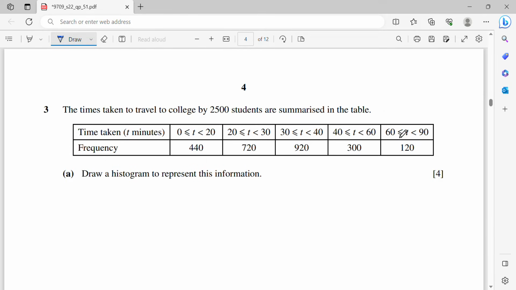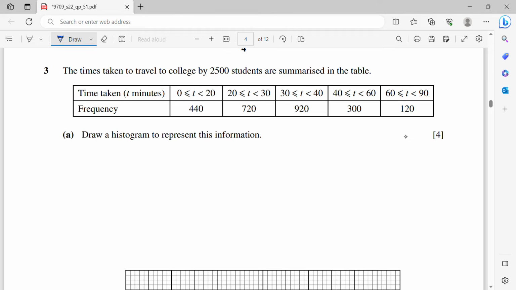Okay, so let's move on to question 3. The times taken to travel to college by 2,500 students are summarized in the table. So time taken in T minutes, the T from 0 to 20 as the first group, 20 to 30 until 90. Frequency will be 440 to 720 until 120. So that the total is 2,500. Now draw a histogram to represent the information.